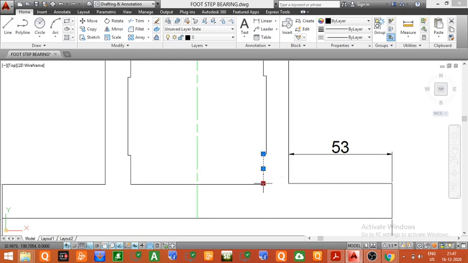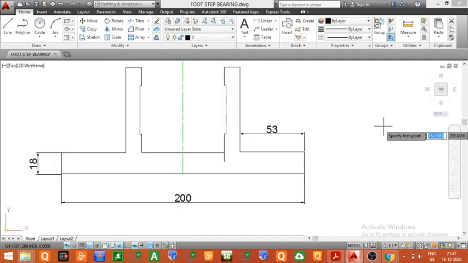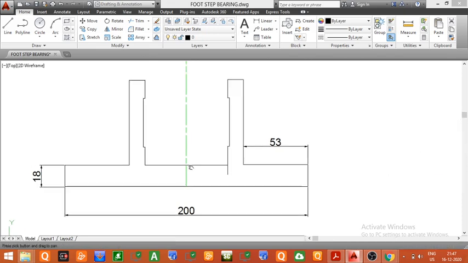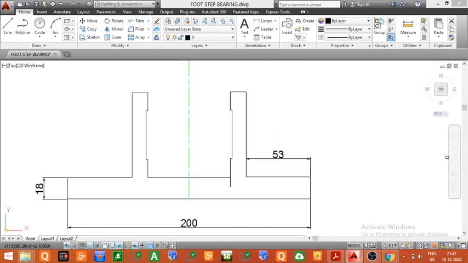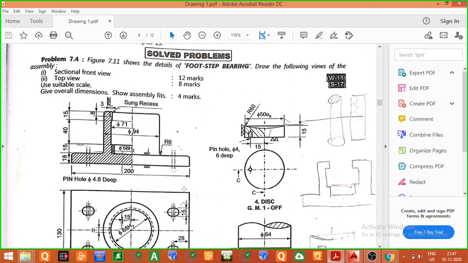Now this line has to be extended. So finally we have joined both the points by drawing a horizontal line at the base. So this was the front view. Now still the front view is not completed. We have to complete the remaining parts also. Now in the next step we have to draw curves or the contours.